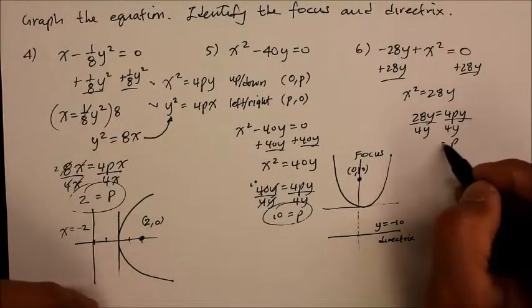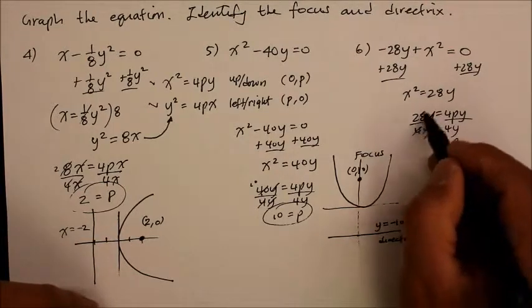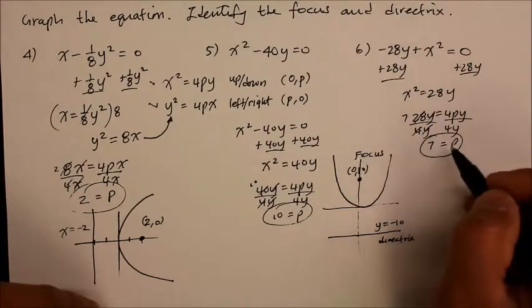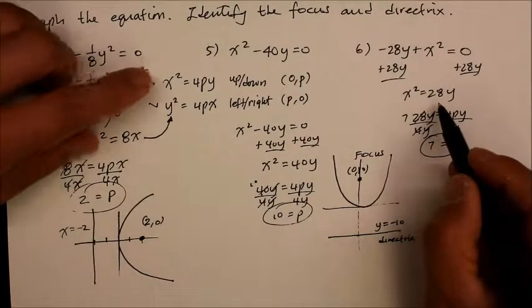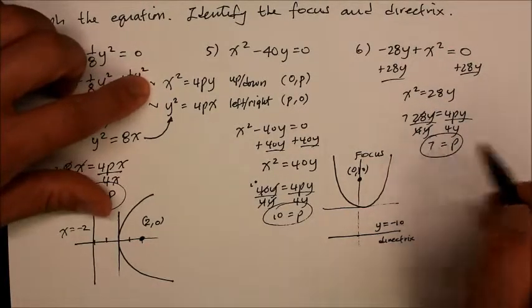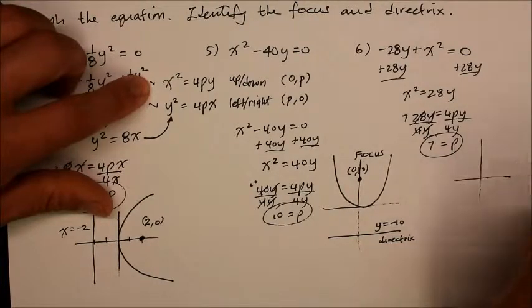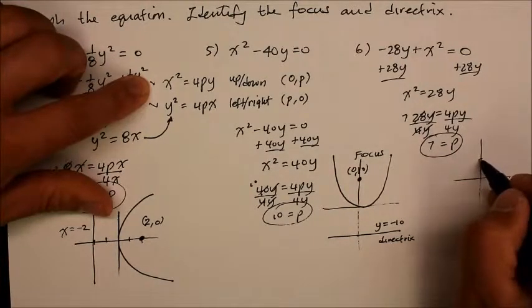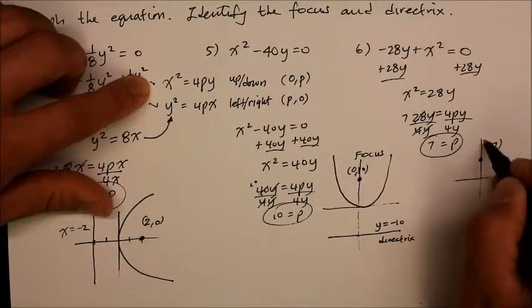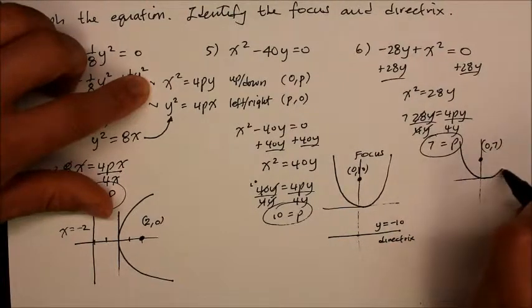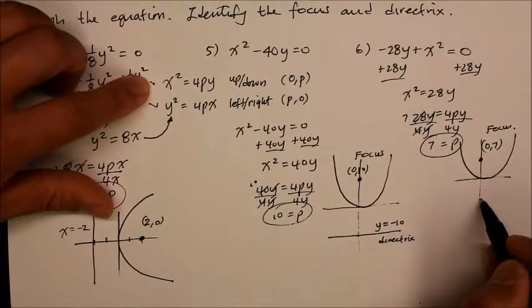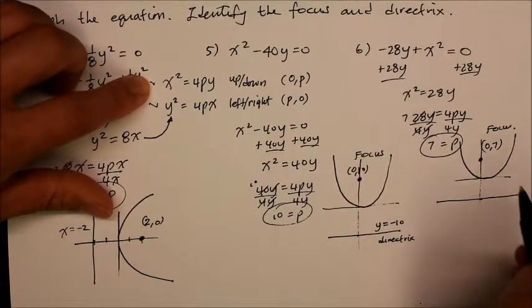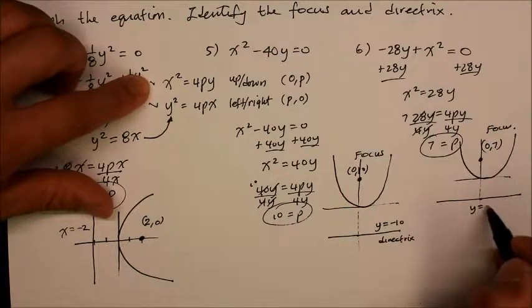In this case, p becomes 7. And you just have to make sure to realize that this is a parabola that's going to open up or down. And since it's positive, the focus is 0 and 7, and the parabola is going to open up this way. The directrix is on the exact opposite side, with the function written as y is equal to negative 7. And there's your directrix.